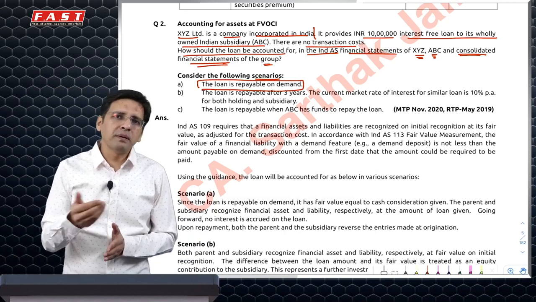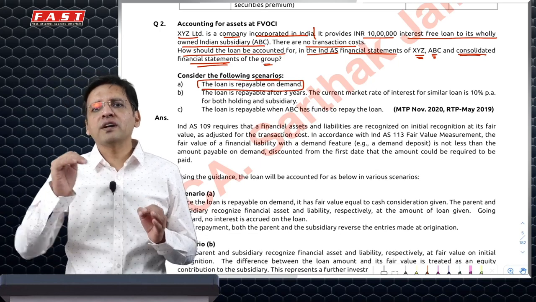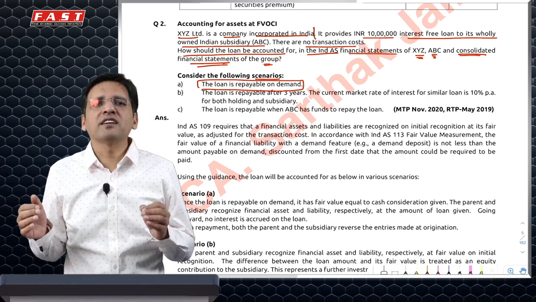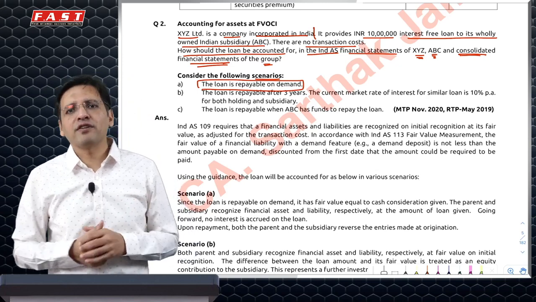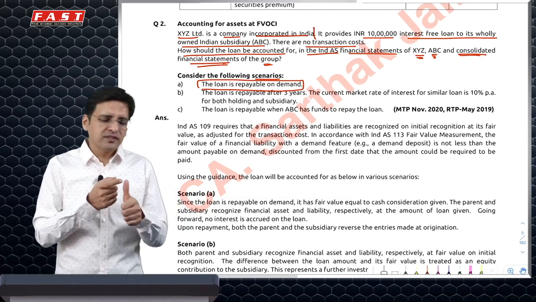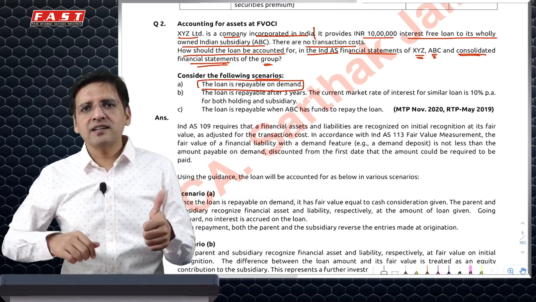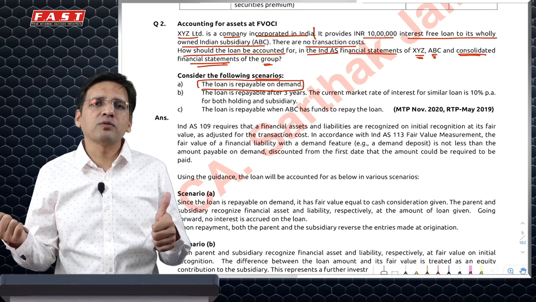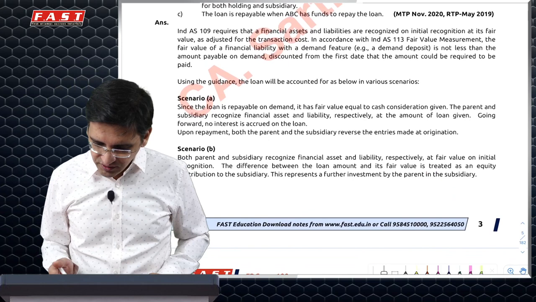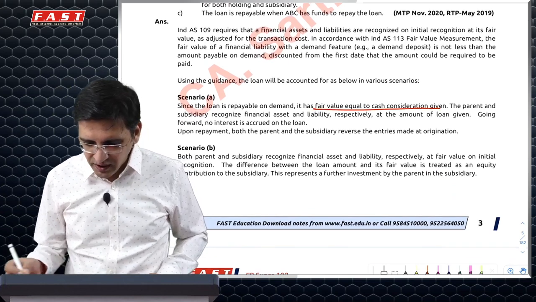Now, if the loan is repayable on demand, the basic rule is that the one who borrows, or the one who gives, in no case would consider the fair value to be lesser than the face value. So in that case, it will be a very simple, clear-cut discussion. In the separate financial statement of parent, the loan would be recognized at 10 lakh. Liability of 10 lakh in the subsidiary book. In consolidated, it would get netted off and would not get any recognition.